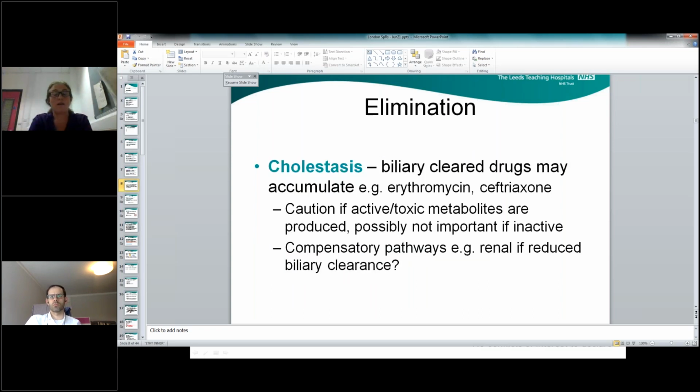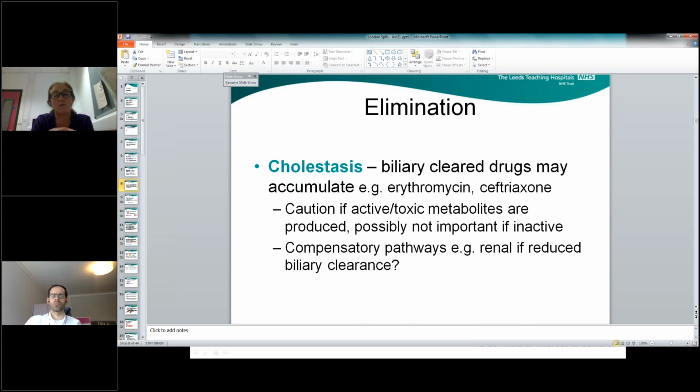Elimination, the biliary cleared drugs may well be affected if you're cholestatic. And so if you're profoundly cholestatic, then you can't clear any biliary cleared drugs, and so you may get accumulation of those. This isn't as big a problem for most drugs as it sounds like it could be, but it's very difficult to quantify the effect of cholestasis on elimination.